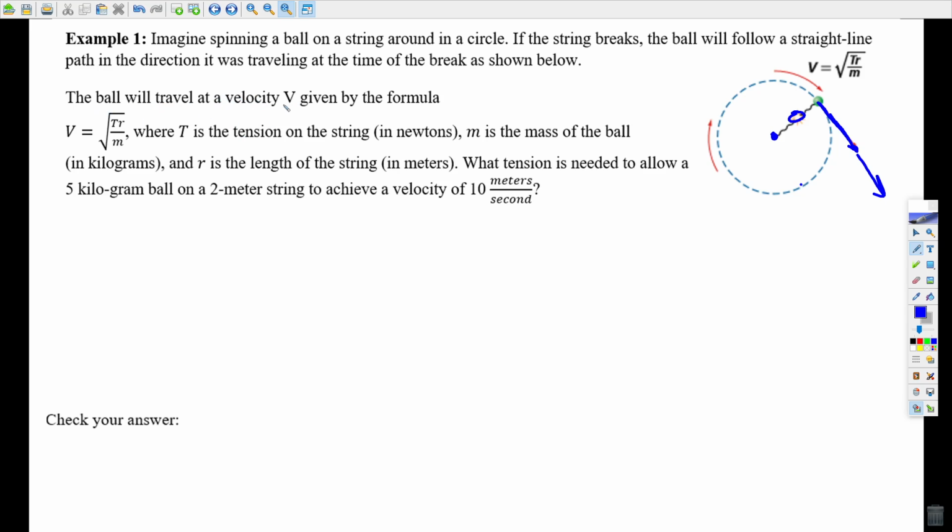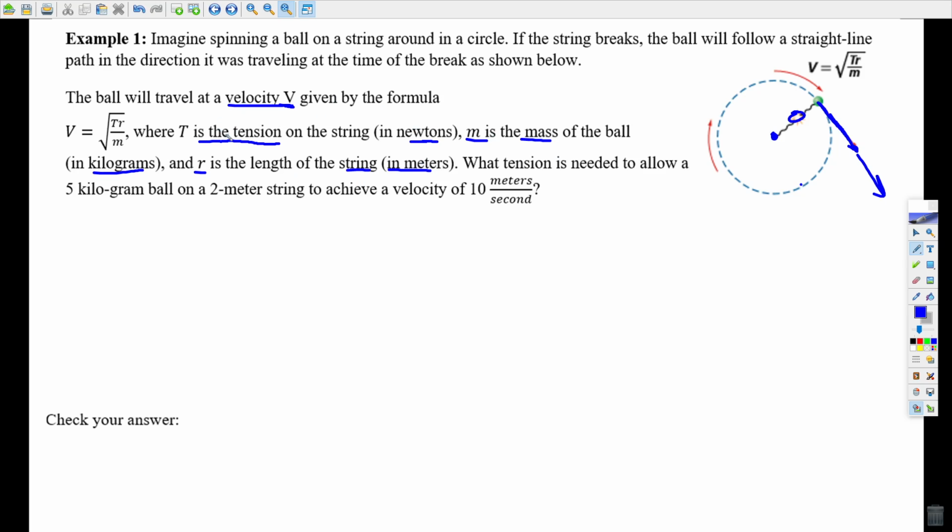The ball will travel at a velocity v given by this formula. So v is our velocity. I'm going to underline some of this stuff. v equals the big square root of tr over m. T is the tension on the string, in newtons. M is the mass of the ball in kilograms. R is the length of the string in meters.